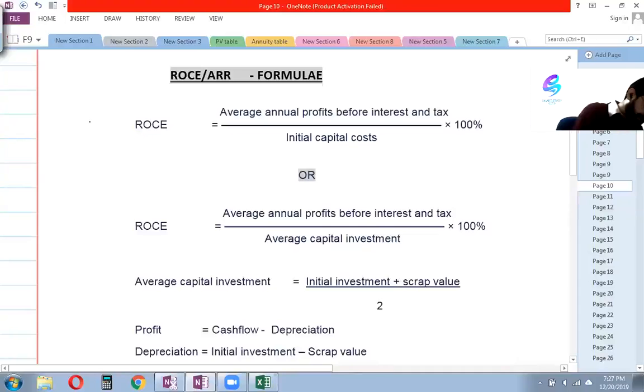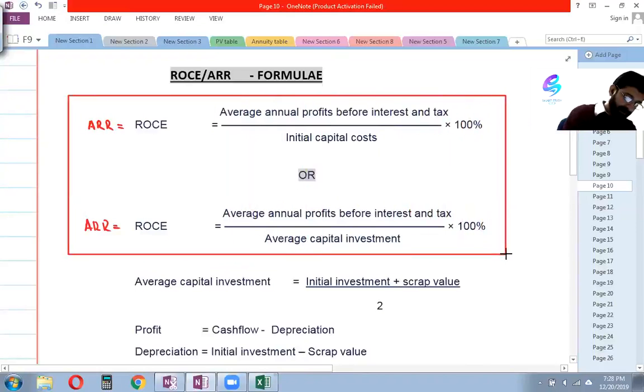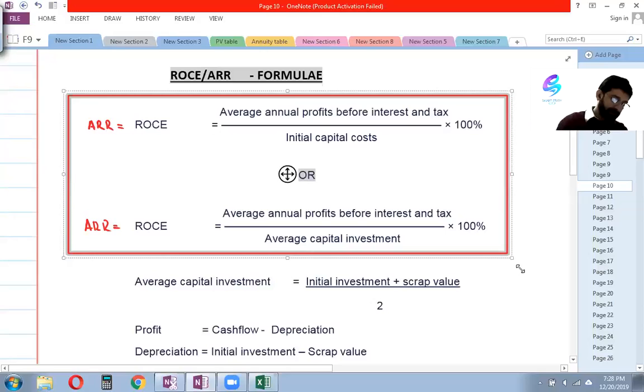It says return on capital employed, and we'll say ARR or return on capital employed are the same thing. So the two formulas are what we have just mentioned on the previous page: average annual profit before interest and tax, or average PBIT, divided by initial capital cost, or average PBIT divided by average capital cost, right? So these are the two formulas for ARR, or return on capital employed, that you have to remember.